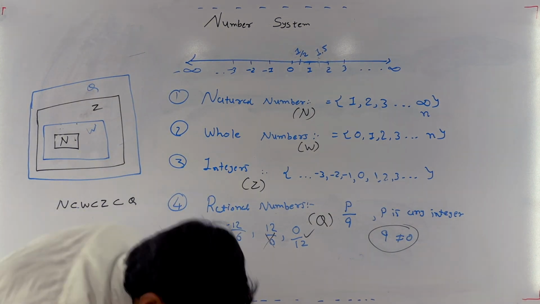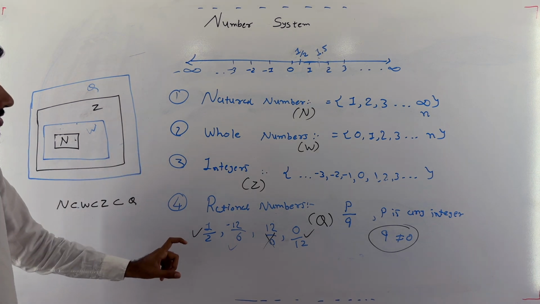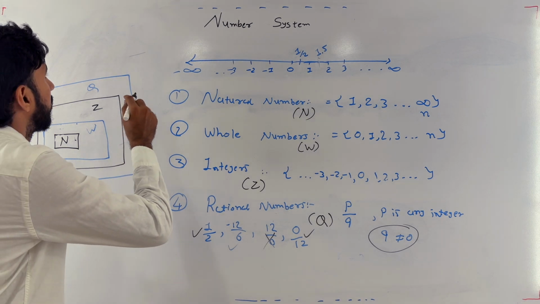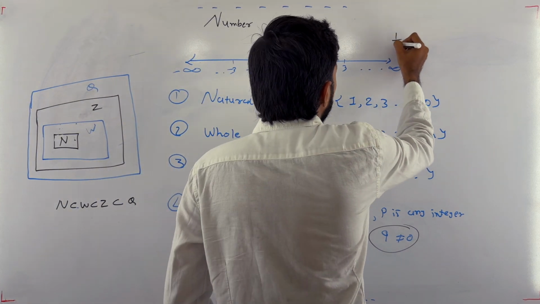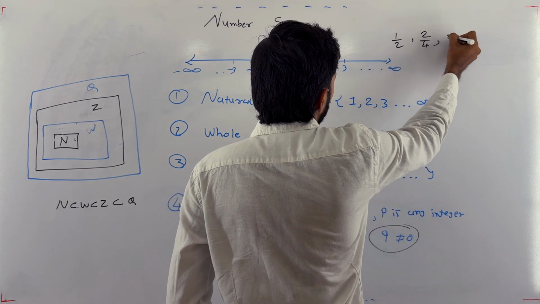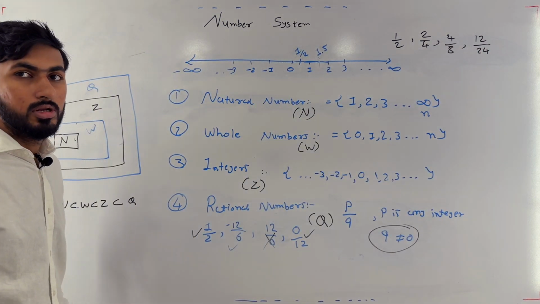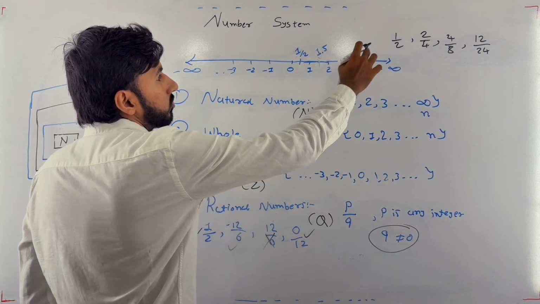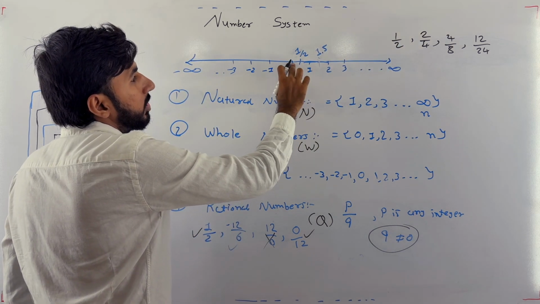Okay, now we will learn how to represent rational numbers on the number line. What I am saying is, if you are ever asked to represent numbers like 1/2, 2/4, 4/8, 12/24 on the number line, what will you do? So for 1/2, you all know that this is 0.5 and you represent 0.5 exactly between 0 and 1.